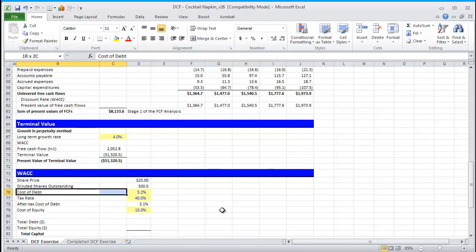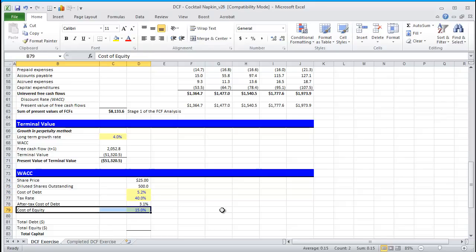Now, cost of debt is not a very highly debatable topic. If you're dealing with a company, usually use yield to worst. And if you're using comparable company debt, you usually use yield to maturity. Practitioners as well as academics don't really butt heads on this.